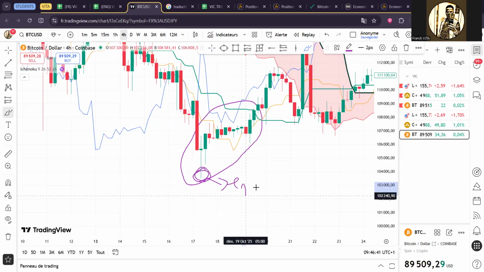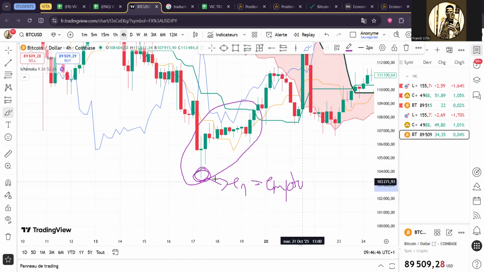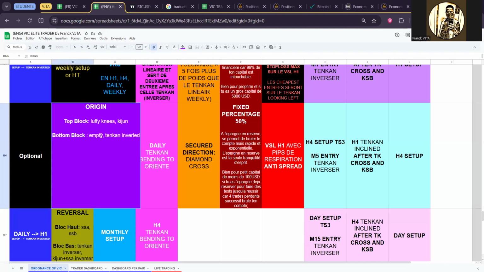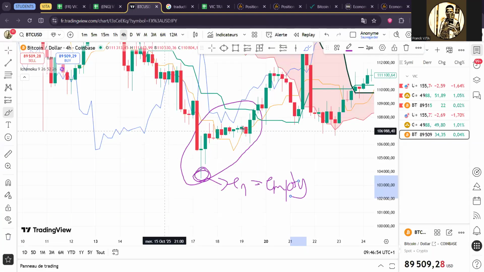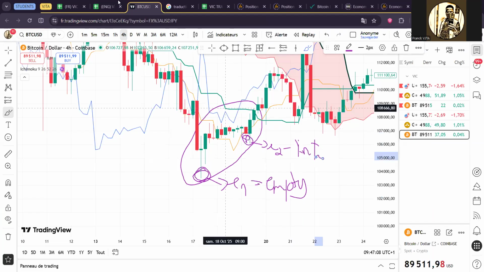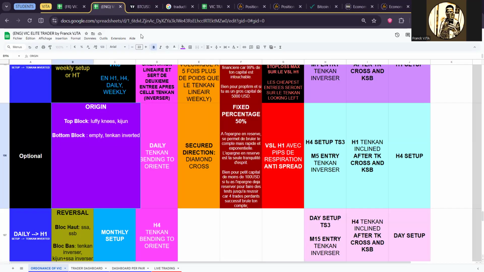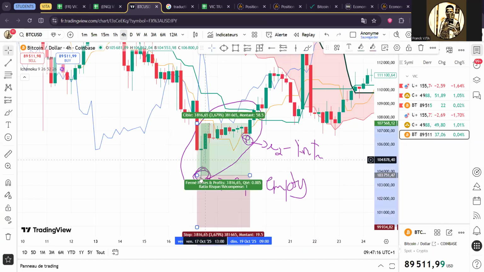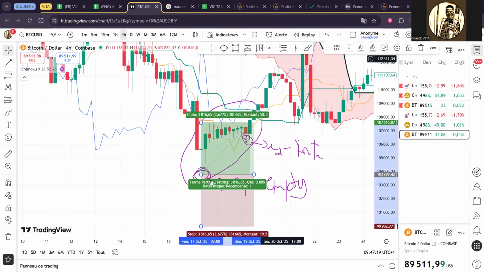That's entry one, which is inside the emptiness, the blank space on 4 hour. That's why I write here that the bottom block is the empty. Then the second entry is on this inverted Tenkan. The entry number 2 is on this inverted Tenkan, right? This is here. And now when you have the entries like this, it means that you can place a buy position at this level.